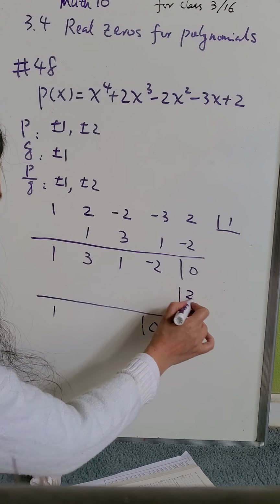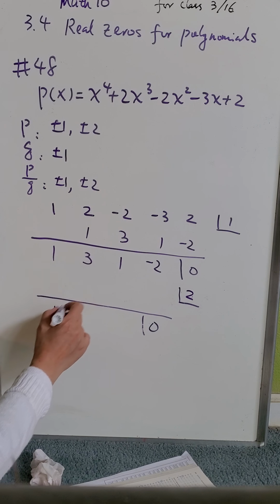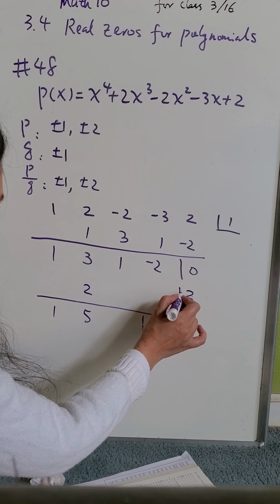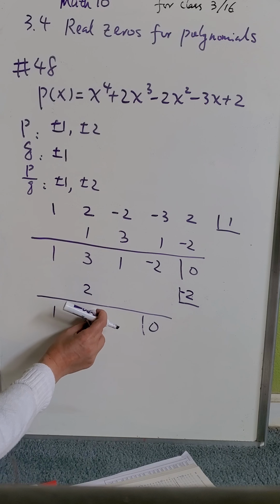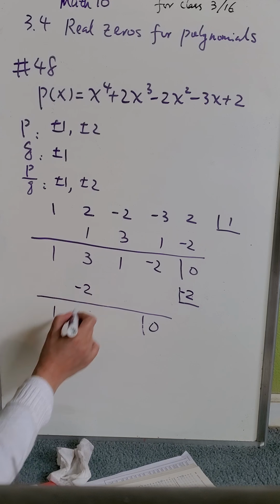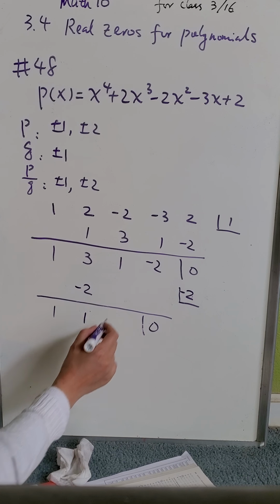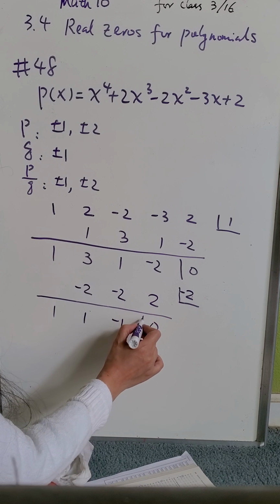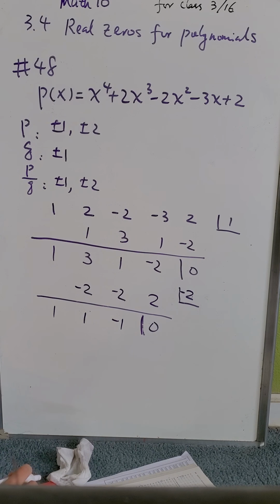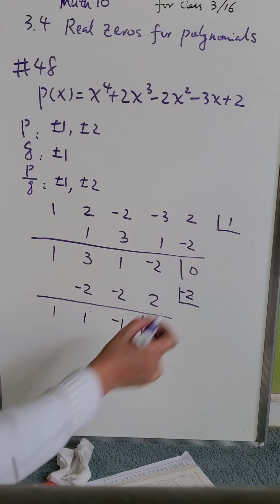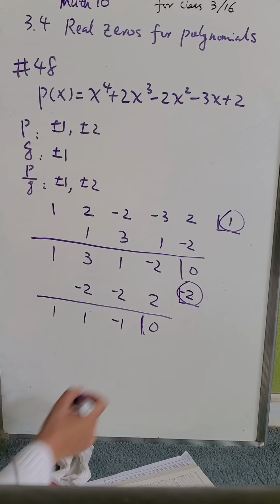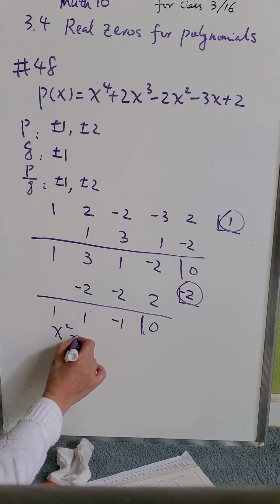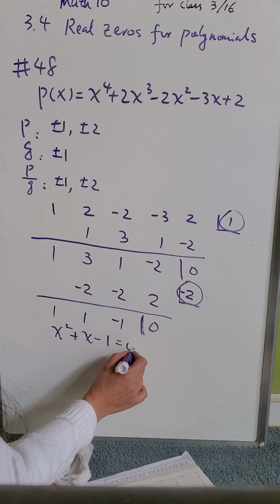And let's try 2. So 1 times 2 is 2, 5, and then you can see the number get bigger, so that may not work. So let's try negative 2, and so negative 2 here. So 1, negative 2, and this is negative 1. And this one work. Okay, I get 0. So once I get to here, I know these 2 are going to be my answer, but these are 4, right? So I need to have 2 more. So I go x squared plus x minus 1 equals 0.